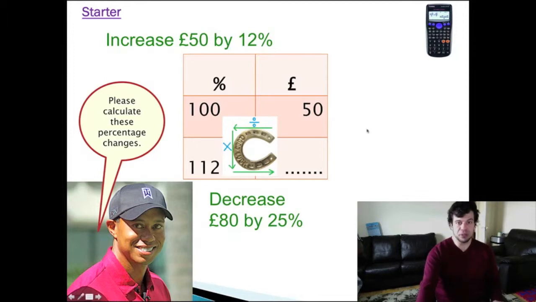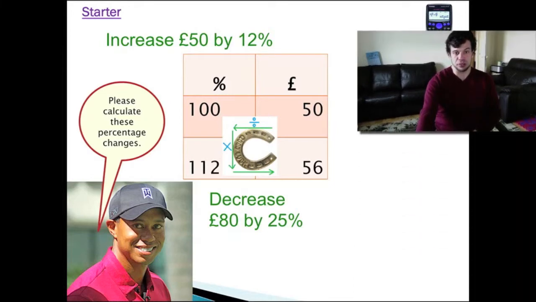Hopefully you will type in your calculator 50 divided by 100 times by 112, and that gives you £56. Your answer to the first question is £56.